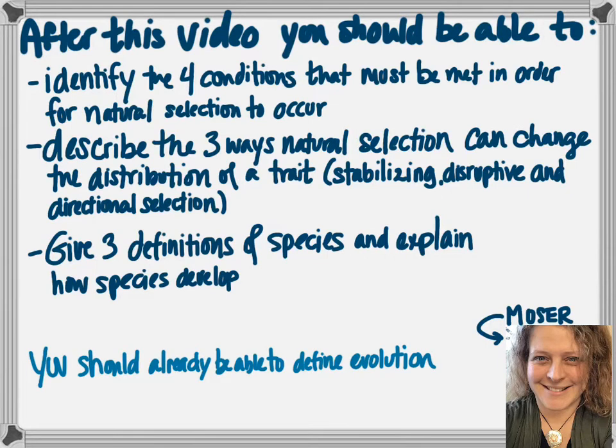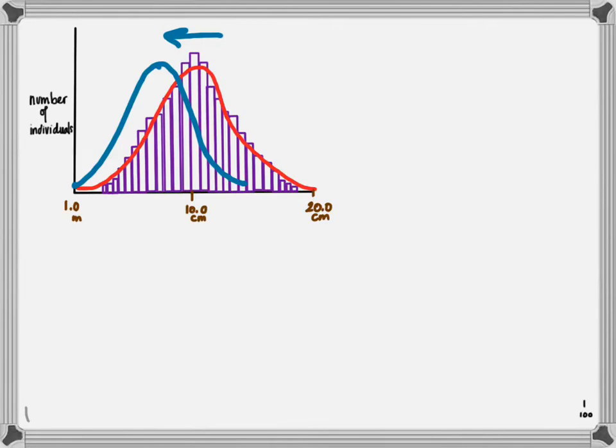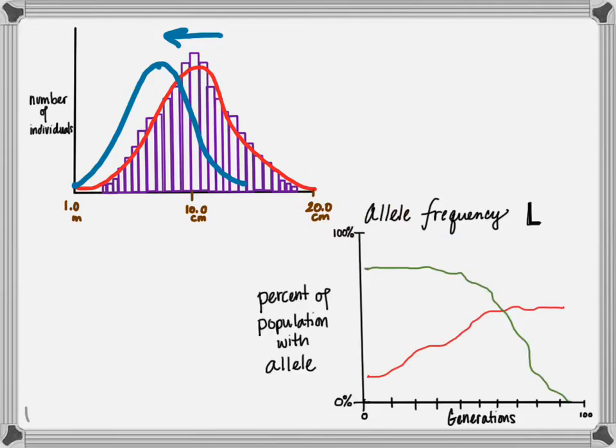You should already be able to define evolution both in terms of shifts in distributions of characteristics and in terms of changes in allele frequency. Let's go. We know that evolution is a shift in the distribution of a trait or traits in a population, or the change in frequency of the alleles in a population.